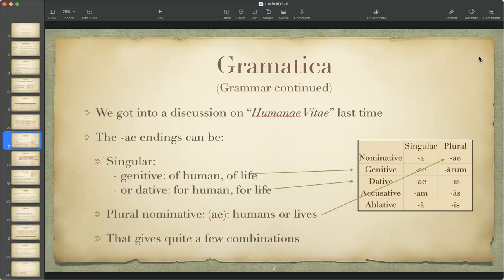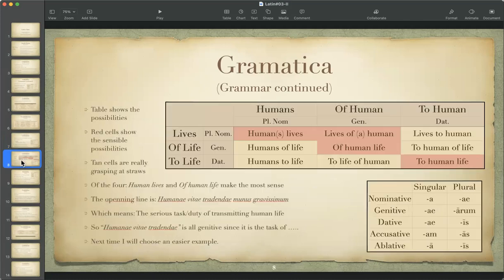And the plural, okay, so we have the genitive or the dative, which is for human, for life, and then the plural, which are humans or lives. And so we'd have to stick these together in order to figure out what this meant. And what I did is I put together a table of possibilities.